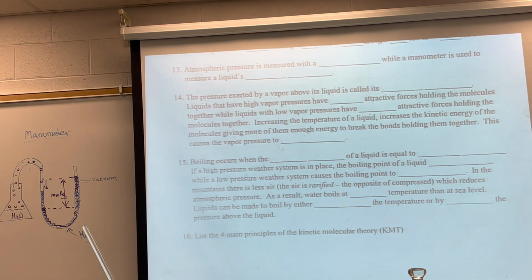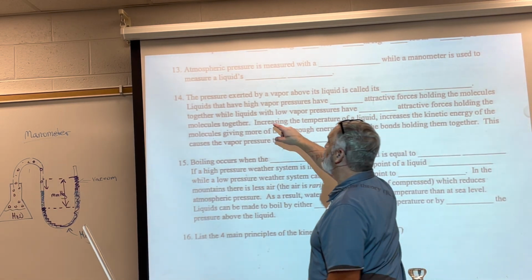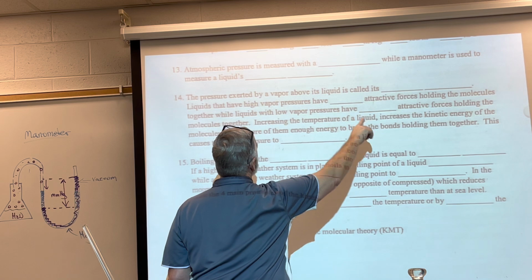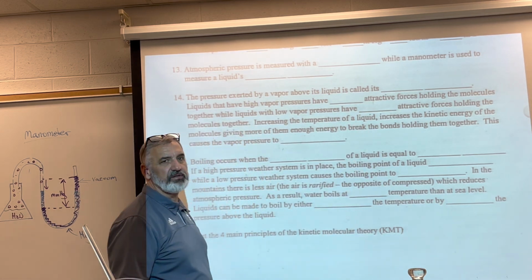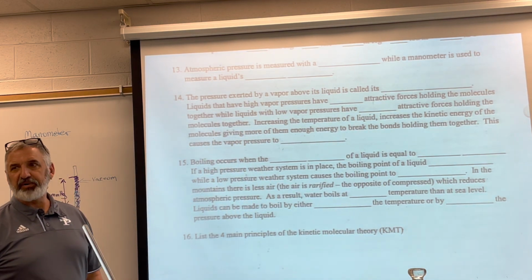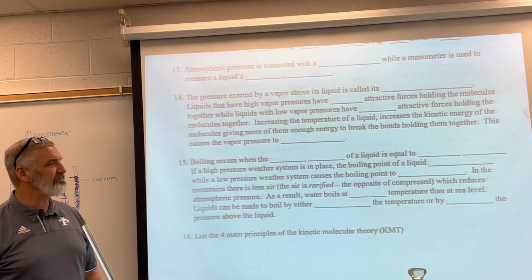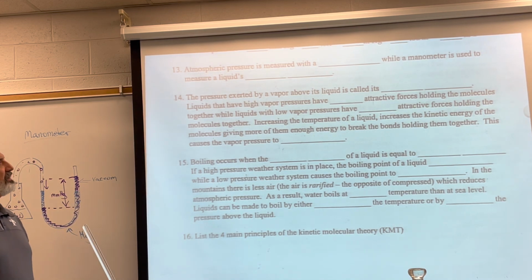A manometer is used to measure a liquid's vapor pressure. So, by definition, the pressure exerted by a vapor above its liquid is called vapor pressure. I'm not going to write these in, so you just pay attention. So what would we say? Liquids that have a high vapor pressure have weak attractive forces. Low vapor pressure, strong attractive forces.